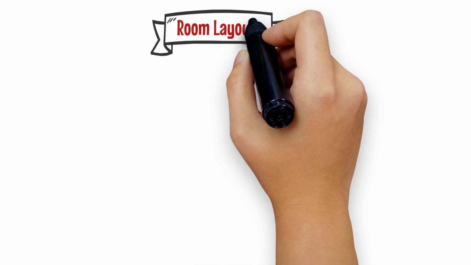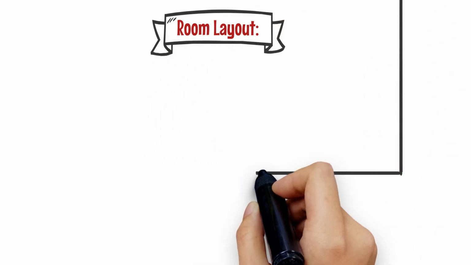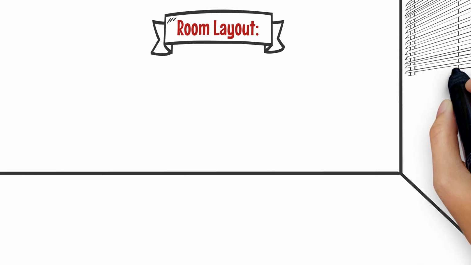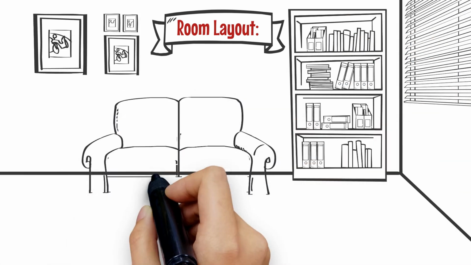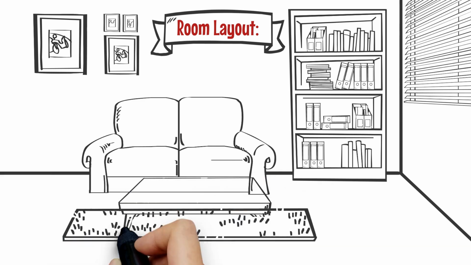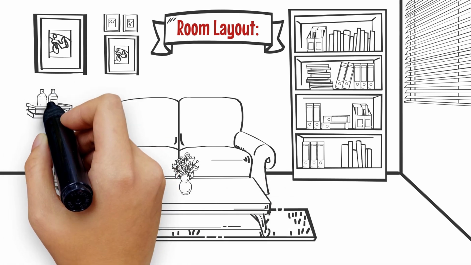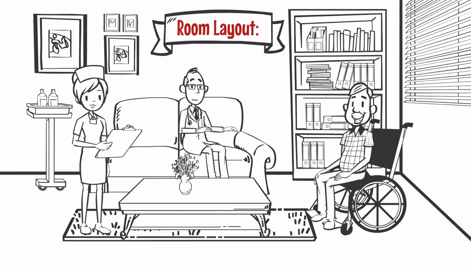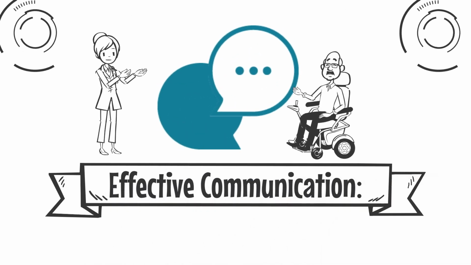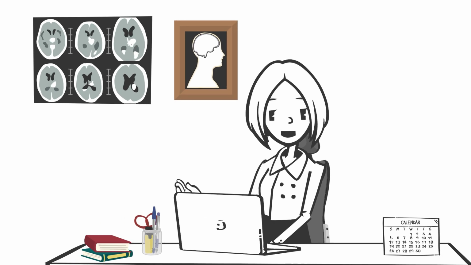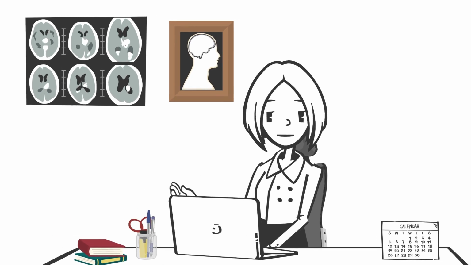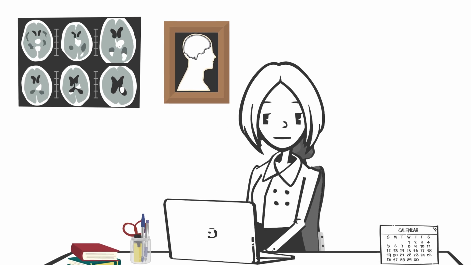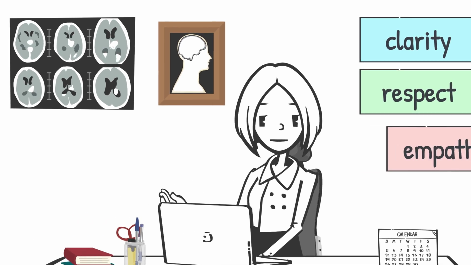Room layout. The physical layout of a room can impact a patient's well-being. Creating open, uncluttered spaces can help reduce confusion and stress. Ensure that the environment is safe and easy to navigate, which can help in minimizing disorientation and potentially inappropriate behaviors. Effective communication. Communication is key. Let's enhance our approach to managing ISB in dementia with effective communication, focusing on clarity, respect, and empathy.